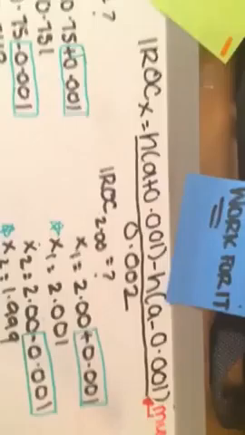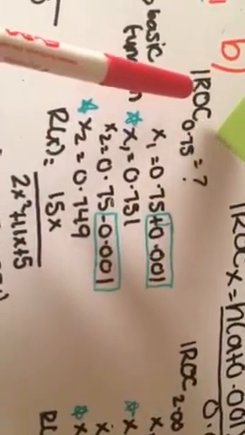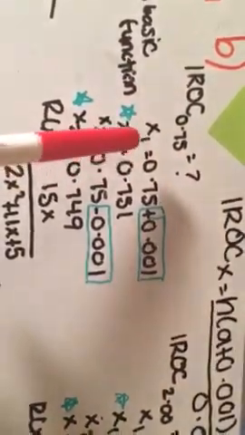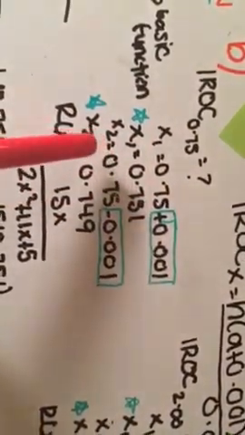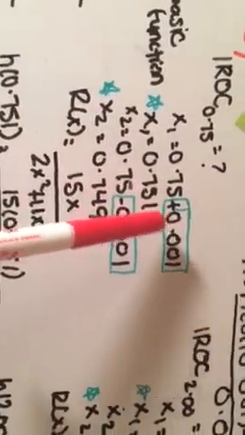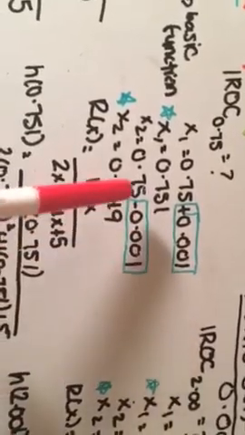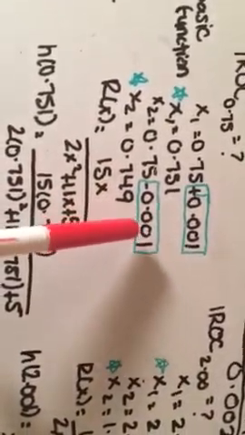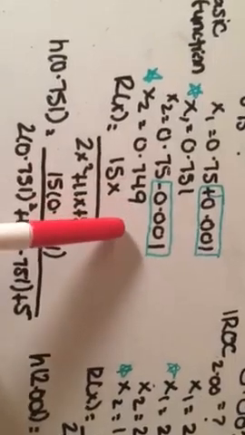Alright, so moving on. Right here we have our IRAC equation. Now this is a very important equation. It's muy importante. What we're going to do is use our IRAC equation to solve this question. For the first part of this question, we're looking for IRAC of 0.75. Here we have our x1 and our x2 values. So we're going to do 0.75 plus 0.001 and 0.75 minus 0.001 to get our x1 and our x2 values.